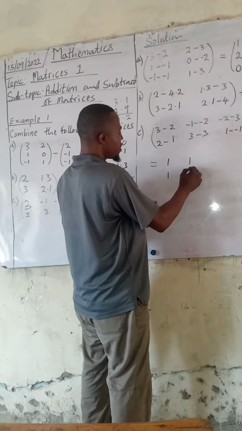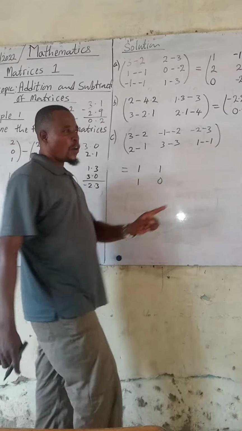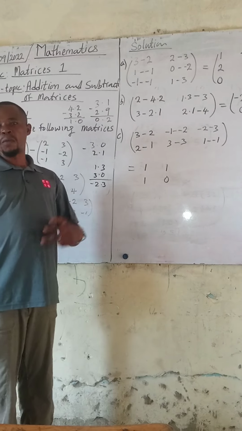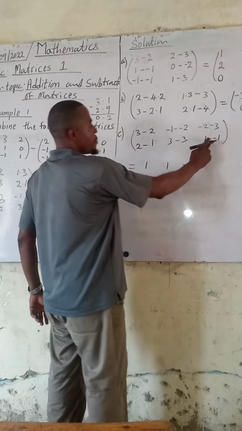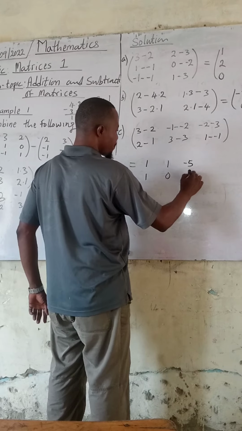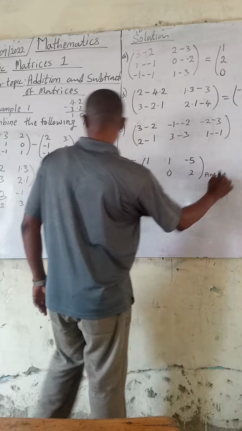3 minus 3, 0. Minus 2 minus 3. You are owing Mr. A 2 naira, you are owing Mr. B 3 naira. How much are you owing altogether? Minus 5. Minus 5. Minus times minus, plus. 1 plus 1, 2. So that's our answer.